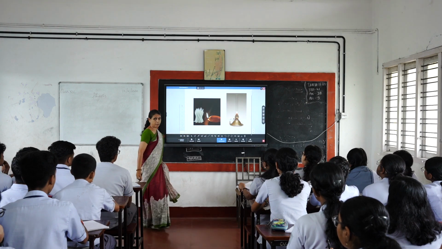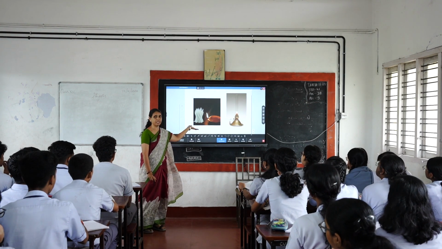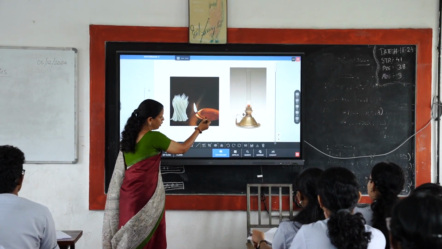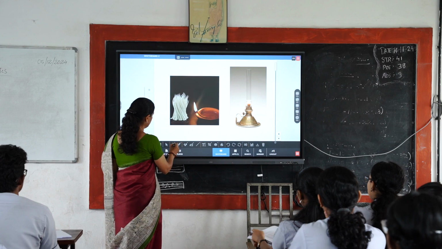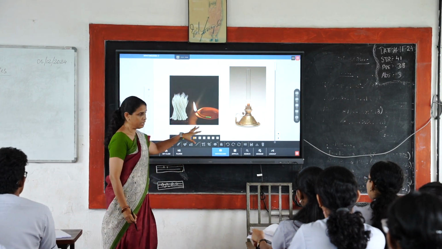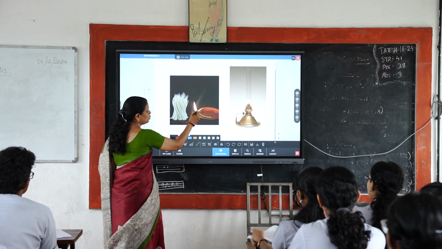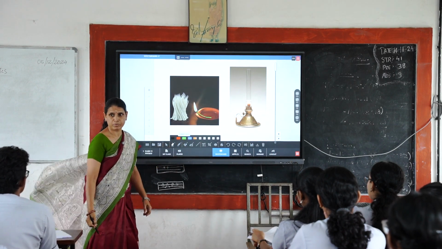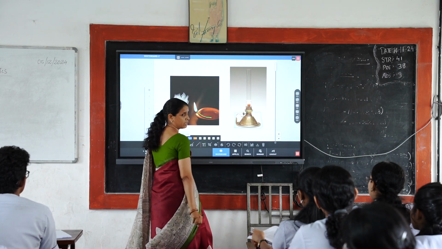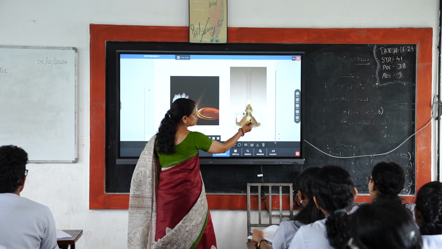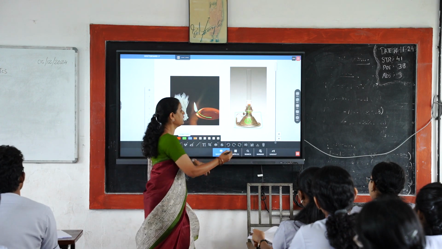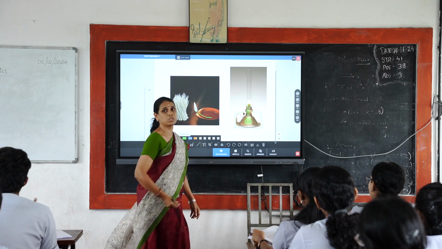See, look at this. This is something that we do every day, right? Now in this, see this wick, only this end is touching the oil, and the oil rises through this cloth to this tip. Or if it is this type of lamp, the oil is present here, the wick is inside, so this bottom is touching the oil, and the oil rises through and reaches the tip.